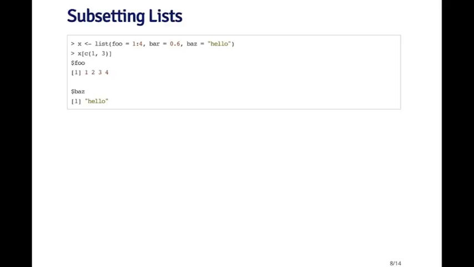If you want to extract multiple elements of a list, then you need to use the single bracket operator. So for example, if I want the first and the third element here, which is the foo and the baz element, I can pass the numeric vector 1, 3 to X using the single bracket operator, and that returns to me a list with the elements foo and baz. So that's how I extract multiple elements of a list. You cannot use the double bracket or the $ operators when you want to extract multiple elements of a list.